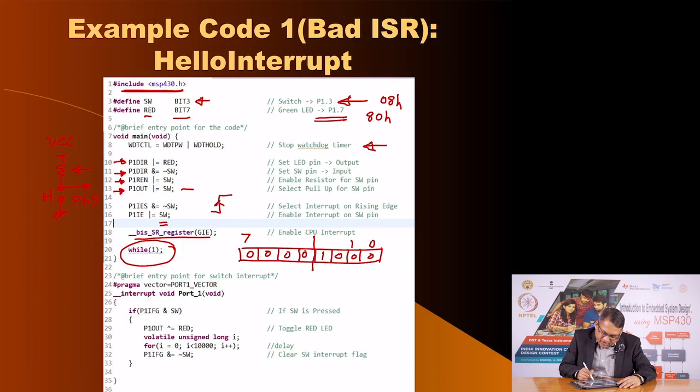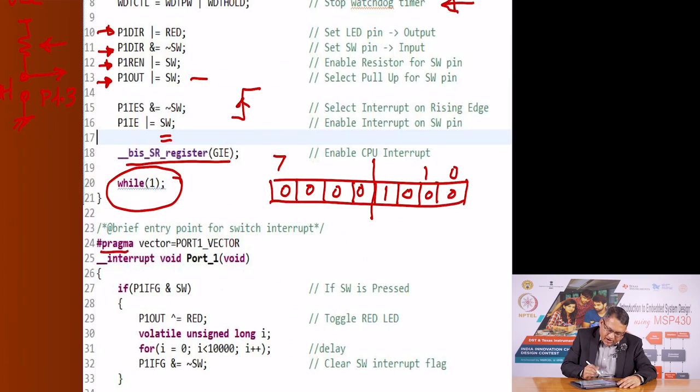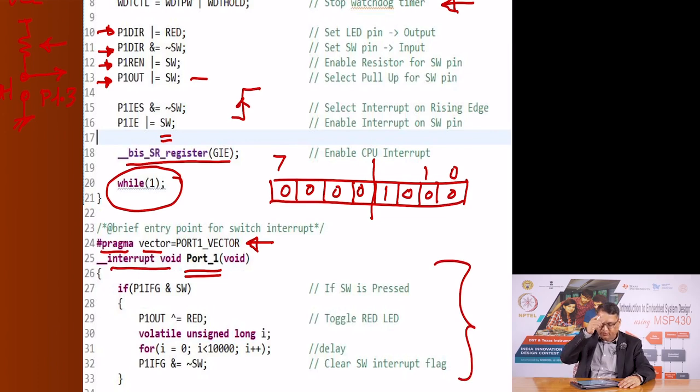before that, you have declared hash pragma, and then vector, which relates to this vector, port 1 vector, and you have named your subroutine port underscore 1, and this is the interrupt subroutine. So, this is the entire interrupt subroutine for interrupt being generated on port 1.